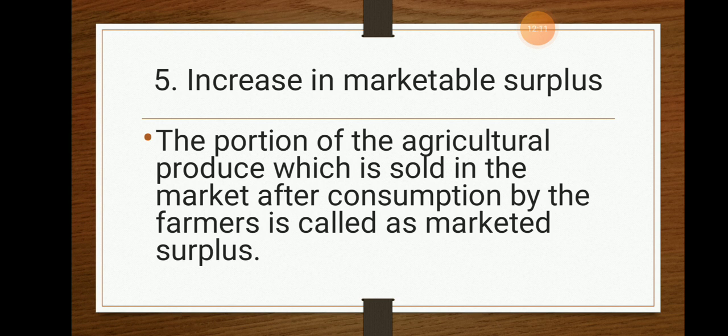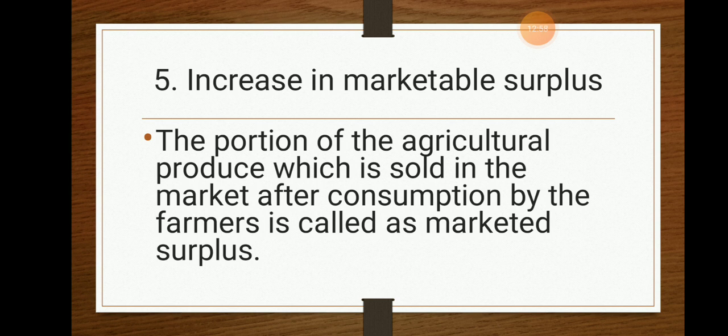If I am a farmer, after the cultivation of food grains, I will keep some percentage, maybe 25 percent of food grains for myself, for my family's consumption. After that, the leftover 75 percent of the food grains will be sold in the market. Why? To earn money. This is known as marketed surplus. I repeat the definition: the portion of agricultural produce, that is the cultivation of paddy, which is sold in the market, that is the 75 percent, after the consumption of farmers, the 25 percent I had saved for myself, is known as marketed surplus.